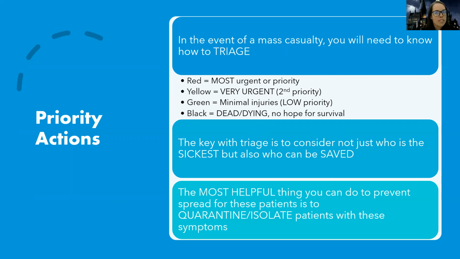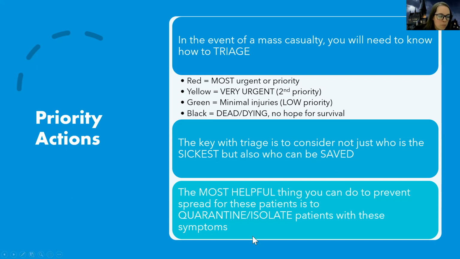So if you're ever in a mass casualty accident, and you're trying to figure out who to help, you have to consider who actually has a chance for survival, but also who has the greatest need. So we generally mark them with colors. Red is going to be the most urgent or priority patient. This patient has a chance of being saved and has the most urgent need. Yellow would be very urgent or second priority and still has a good chance of survival. Green would be minimal injuries, low priority, they can be okay for a while without being brought to the hospital. And black would be dead or dying, or there's no hope for survival. So sometimes you have to consider the depth of their injuries and things like that, not just how sick they are.